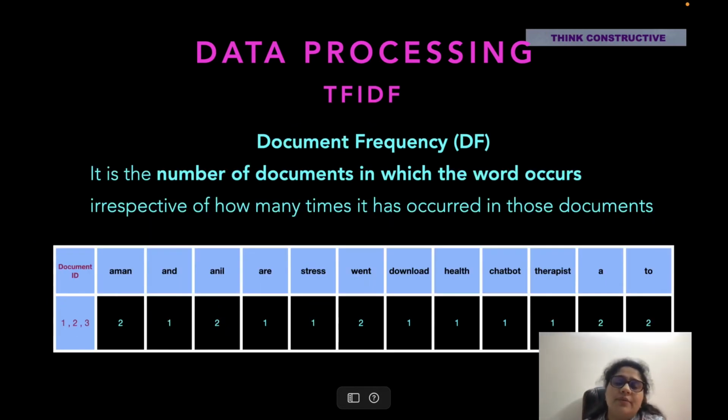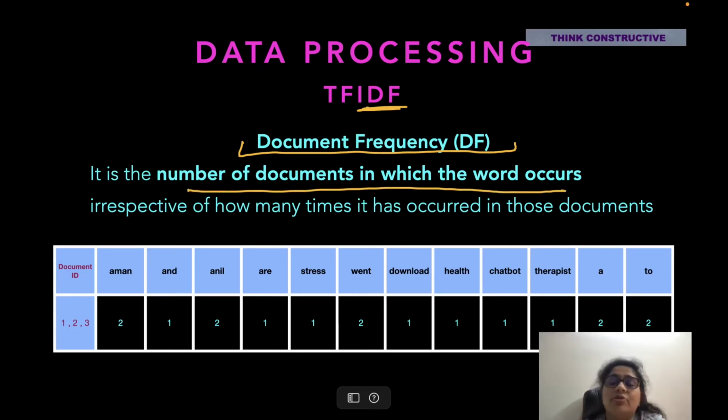Now the next part of TF-IDF is IDF. But before learning IDF, let us understand what document frequency is, then we'll come back to this. Document frequency is nothing but the number of documents in which a particular word occurs. The number of documents in which the word occurs is called document frequency. We are taking an example of 3 documents, document 1, 2 and 3.